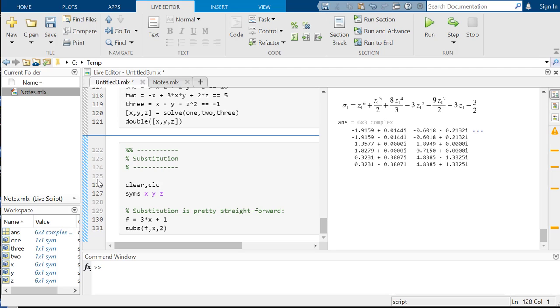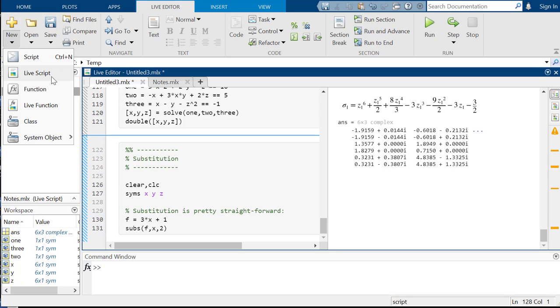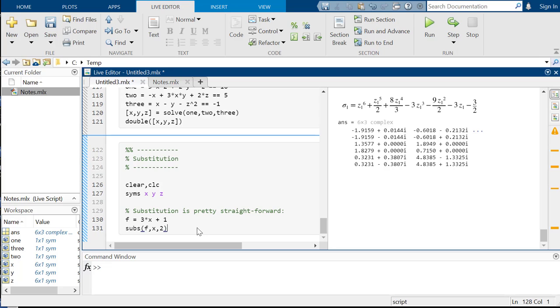All right, so I'm going to look at doing substitution in symbolic algebra. I'm using what's called a live script. Over here, when you start new, you can do a live script, and it just gives you prettier answers. You can kind of see some previous stuff I was doing over here. Well, that's not a really pretty answer, but it's prettier than something else, I guess.